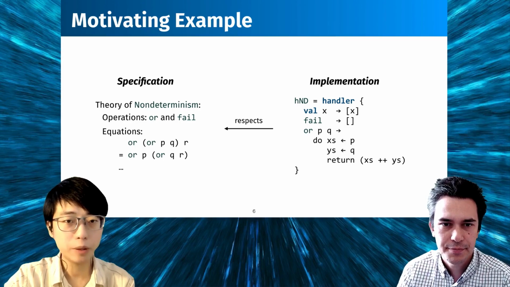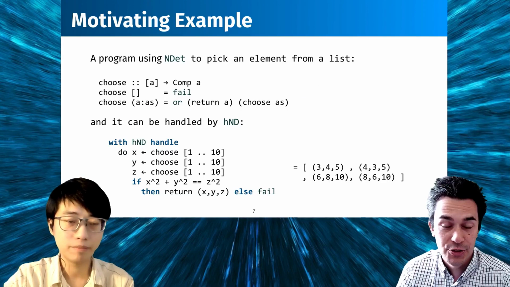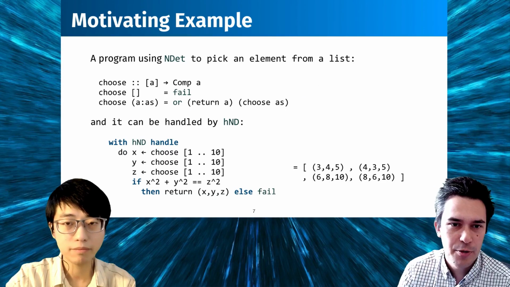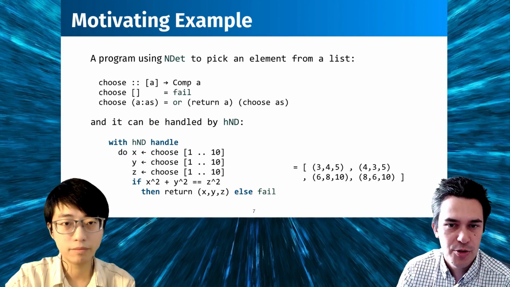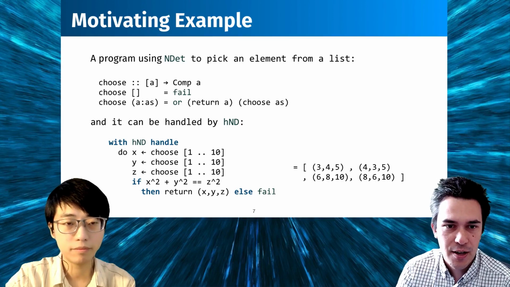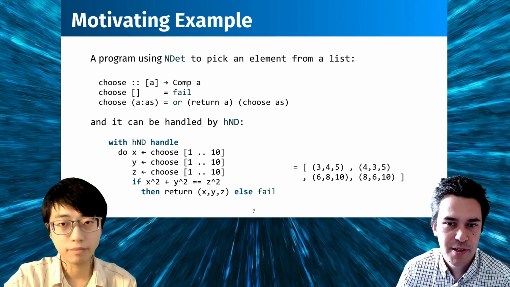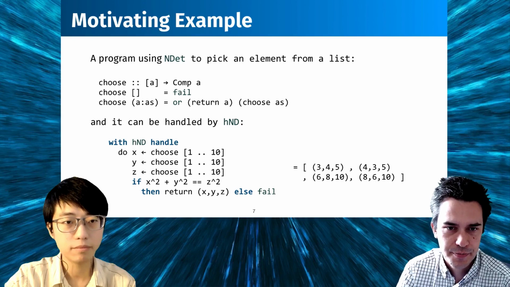And can you show me a use case of this handler? Sure. Check out this little program, choose, which picks one element from a list non-deterministically using the or and fail operations. Using this, we can write the program searching for Pythagorean triples, as well as do logic programming in it, just as in Prolog. Applying the handler HND to this program then produces a list of all possible results.